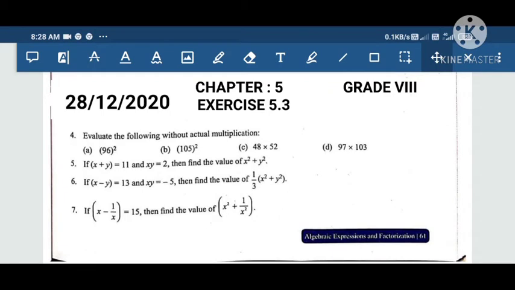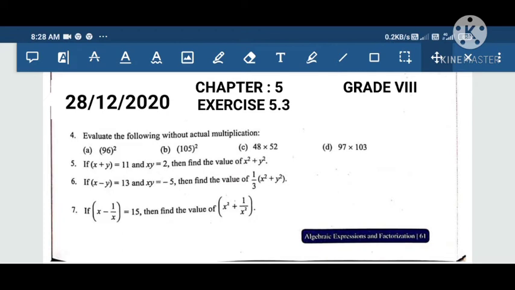So already we discussed the identities. What are the identities we discussed? (a plus b) whole square, (a minus b) whole square, and a square minus b square, and we solved up to 3 sums. So today we continue the same chapter 5, algebraic expressions and identities. In exercise 5.3, today we have to solve question number 4.